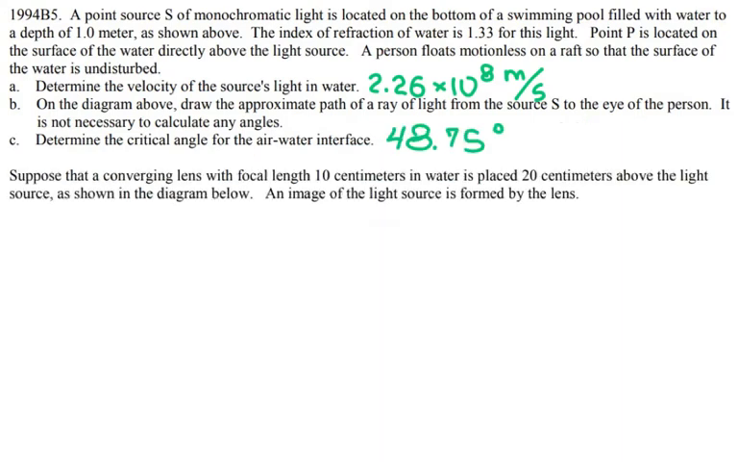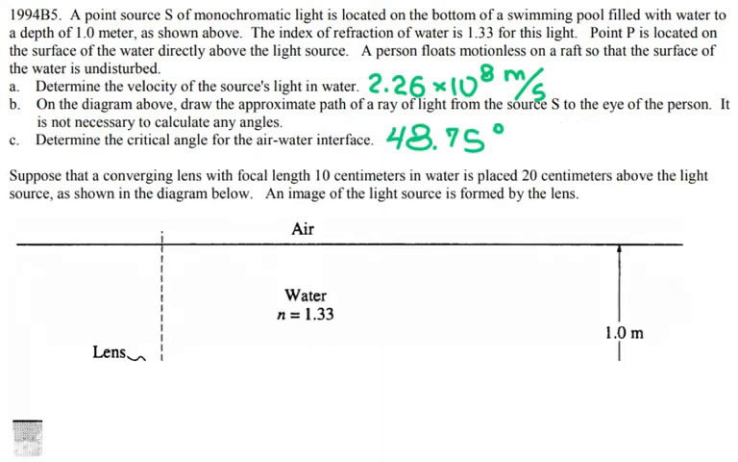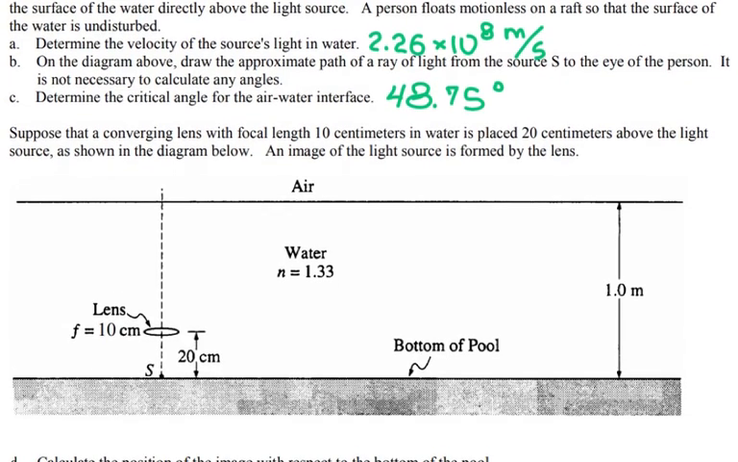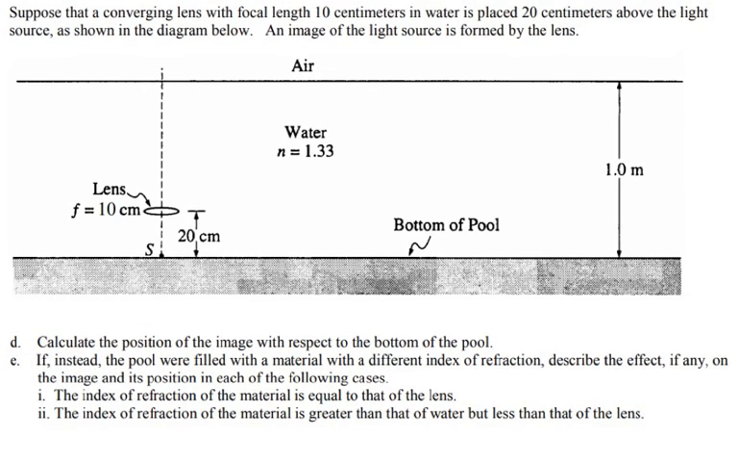So that was the answer for C. And now for our next question, they say that suppose that a converging lens with a focal length of 10 centimeters in water is placed 20 centimeters above the lens surface.